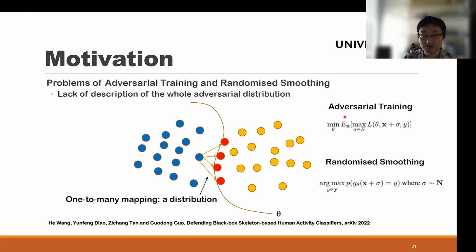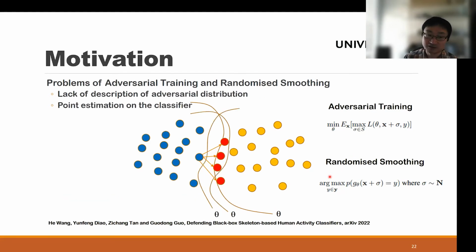They don't really consider the whole adversarial distribution. So I think that's why they're not really that good. The second reason is that when they minimize this optimization, essentially what they're looking for is one classifier. So this optimization is what we call a point estimation on the classifier.